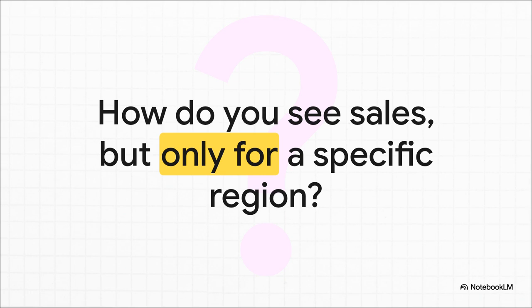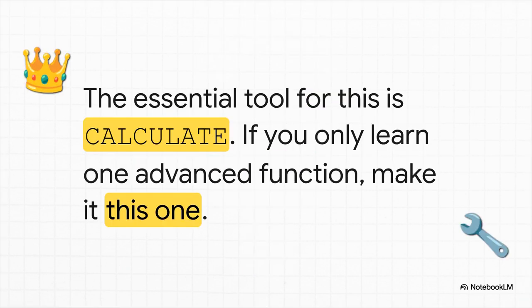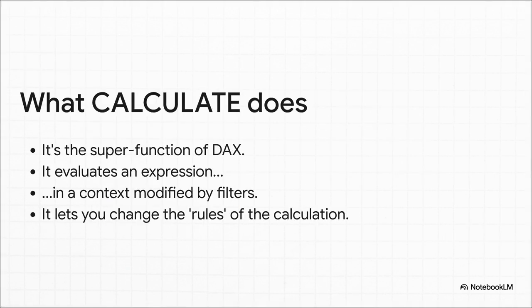Okay, let's level up. You've got your total sales calculation. That's great. But then your boss walks over and asks, this is good, but what were the sales for just the North region? Or just for one specific product? How do you change the rules of the game? For this, you need what is, without a doubt, the undisputed champion of all DAX functions, calculate. Seriously, if you only have the brain space to master one advanced function, make it this one.